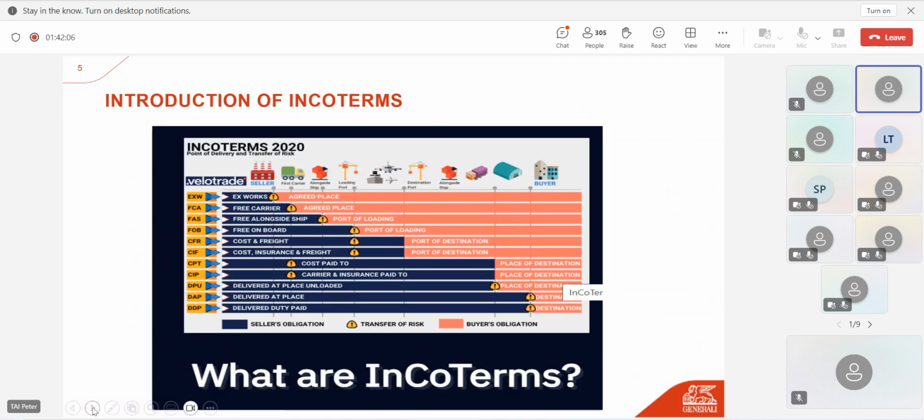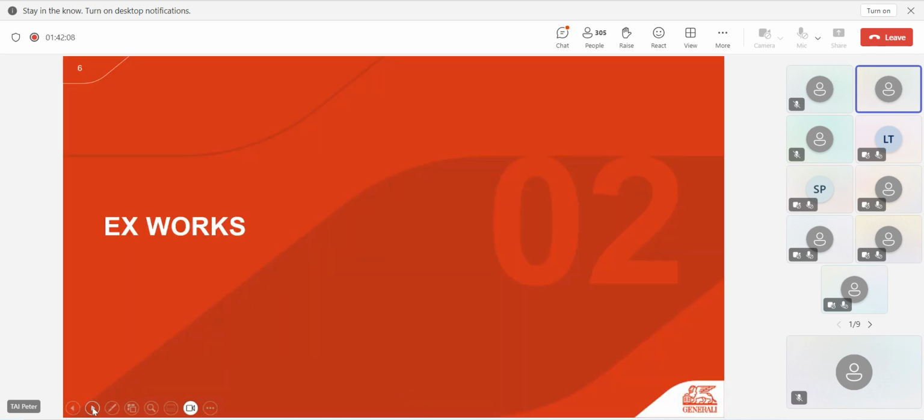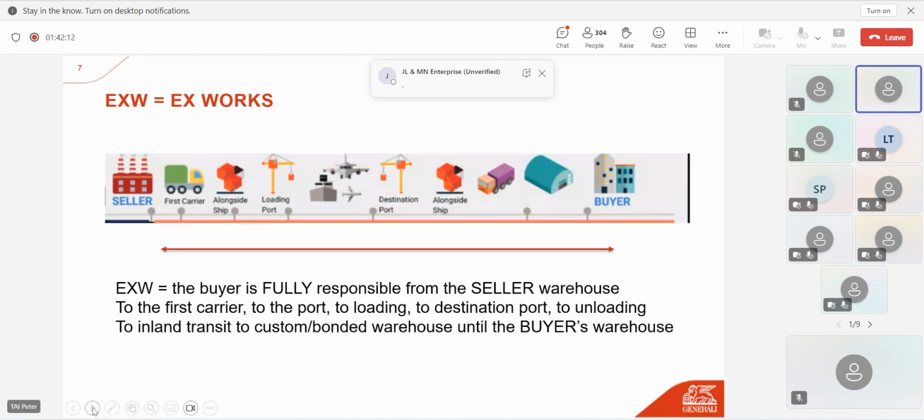All right. So first thing first is what we call Ex Works. Okay, Ex Works from here. You can see an arrow down there. This arrow represents the buyer, meaning the buyer's responsibility. Ex Works simply means the moment the item comes out from the factory, the buyer has to be responsible already.